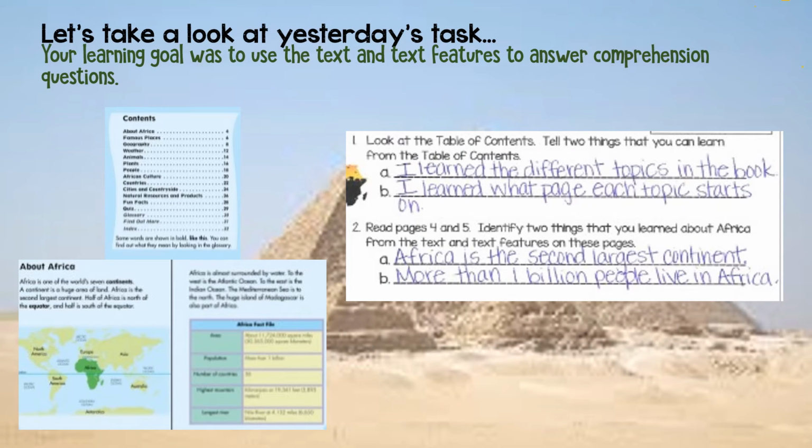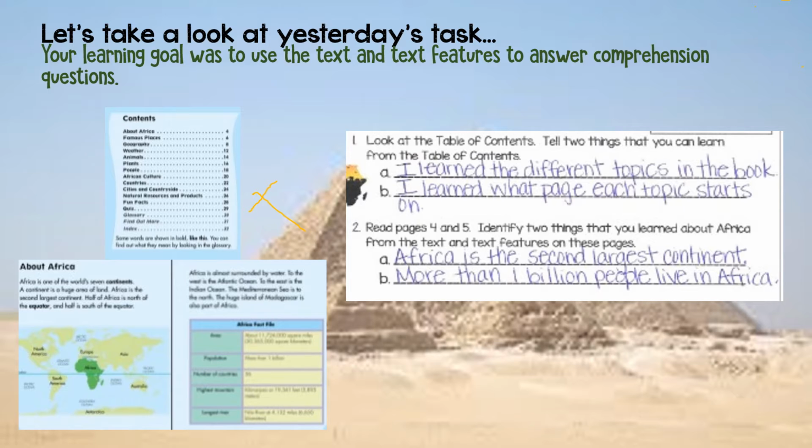Before we get started, let's take a look at yesterday's task. Your learning goal was to use the text and text features to answer comprehension questions. Over on the left-hand side, Miss Kelly P. has put the pieces of text that you needed to use to answer your questions. And over on the right were some things that I took from work that was turned in and also some of my own observations that I made when I was reading.